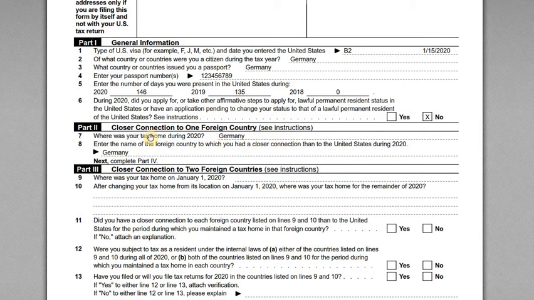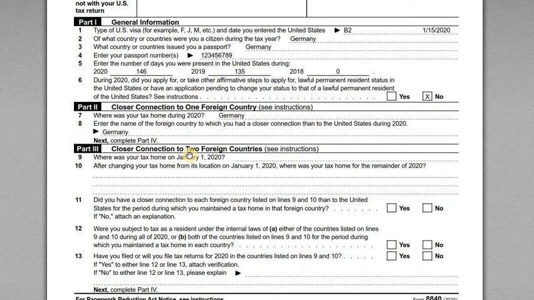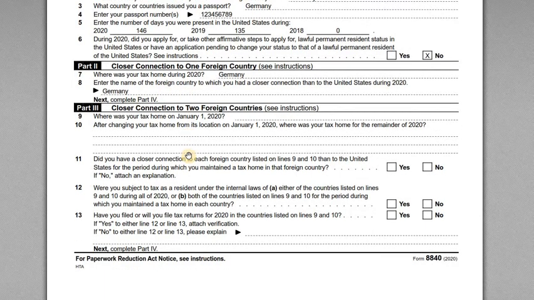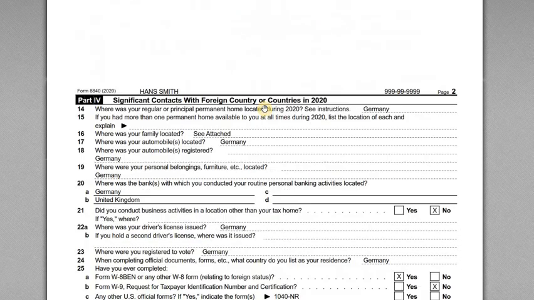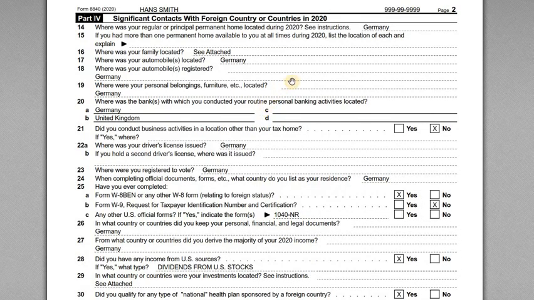Okay, so part 2, closer connection to one foreign country. You fill out this part if you do have that closer connection to just one foreign country. If you're kind of a nomad and you have closer connection to 2 foreign countries, then you would complete part 3. In this case, Hans is just doing part 2, right? Germany is his closer connection. And then in part 4, there's just more questions here. A lot of this is geared towards that facts and circumstances test to test whether or not your closer connection is to a foreign country.